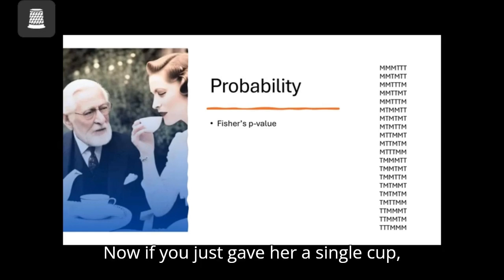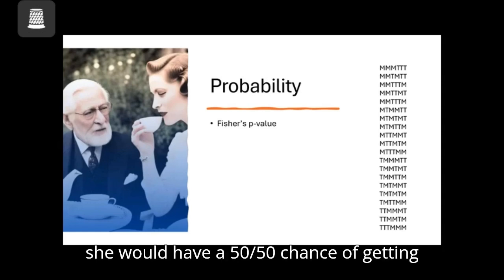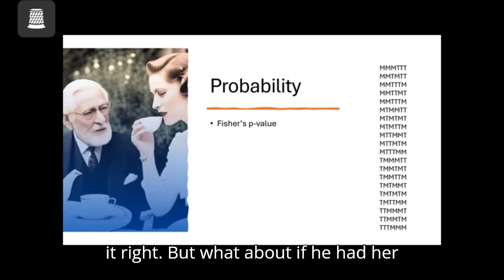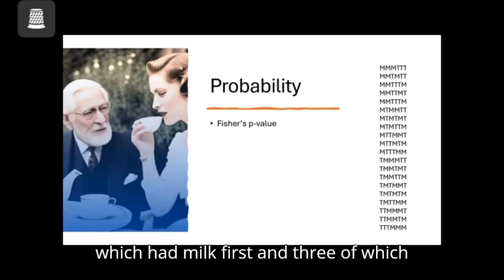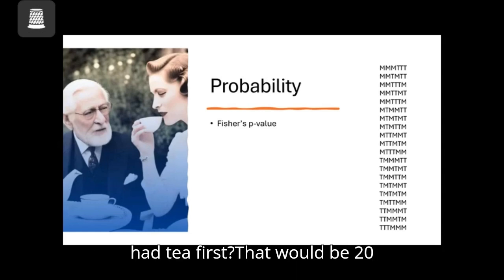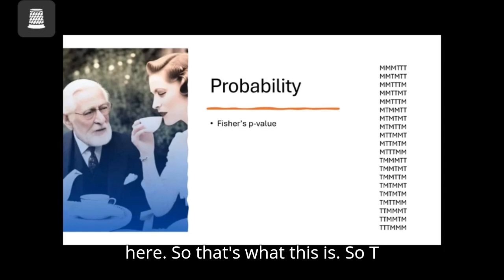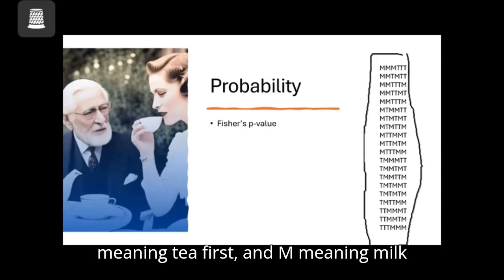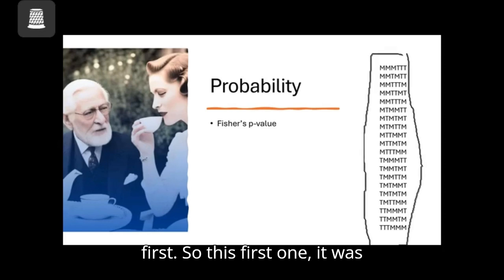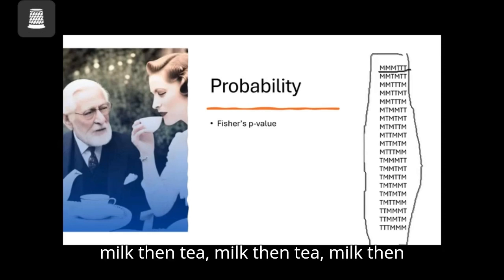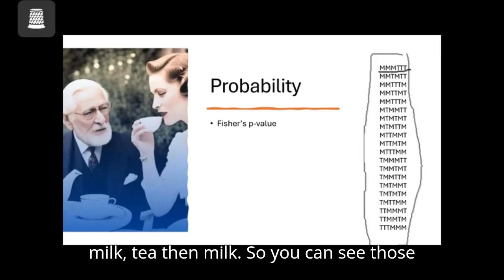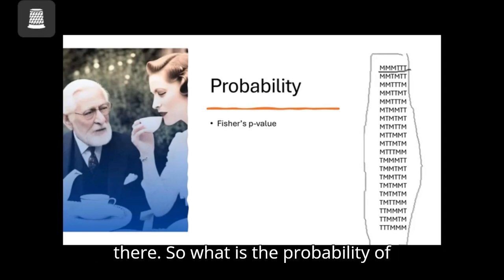Now, if he just gave her a single cup, she would have a 50-50 chance of getting it right. But what about if he had her taste 6 cups of tea, 3 of which had milk first and 3 of which had tea first? That would be 20 possible orders. And you can see those orders over on the right-hand column here. So T meaning tea first, M meaning milk first. So this first one, it was milk, then tea, milk, then tea, milk, then tea, and then tea, then milk, tea, then milk, tea, then milk. So you can see those there.